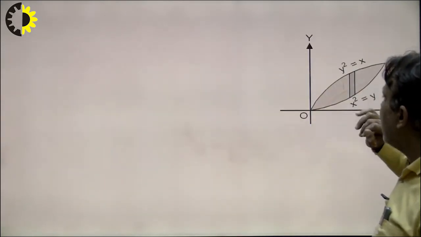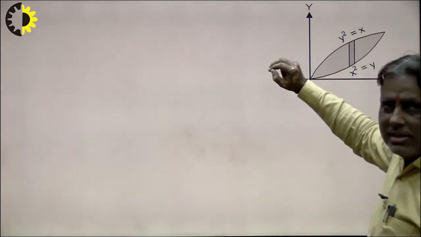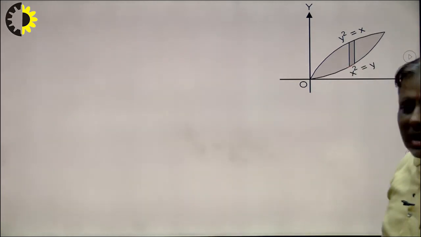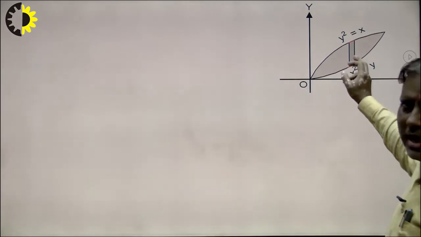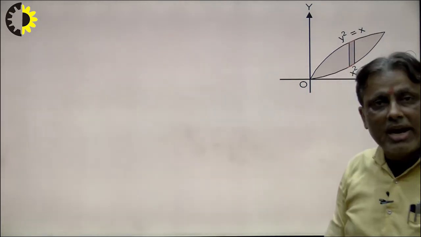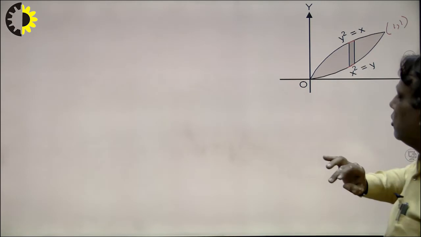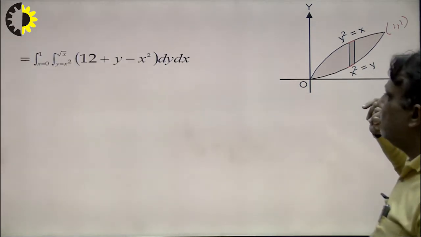So first of all I draw this diagram and take a strip parallel to the y axis. The lower part of the strip touches this curve, and the upper part touches this curve. What will be the value of the lower limit of y? It is x², and the upper limit of y will be √x. Now the question is, what will be the limit of x here? This point will be (1, 1). So the limit of x will be 0 to 1 here. In this way we can find one by one.